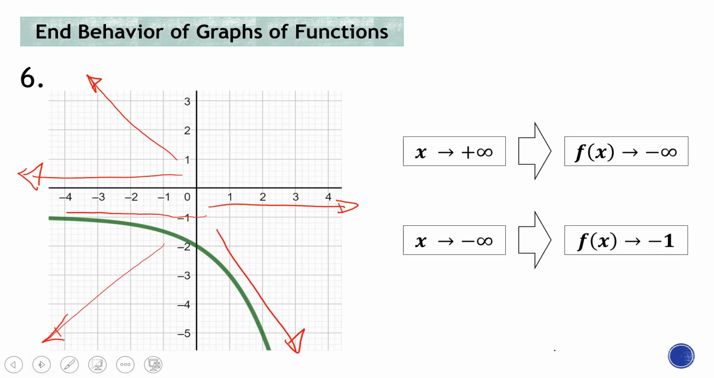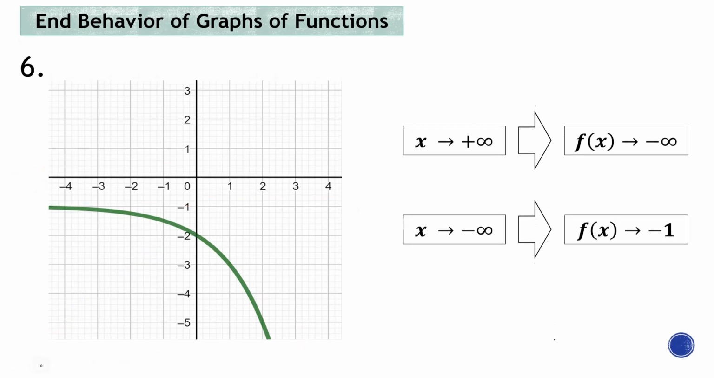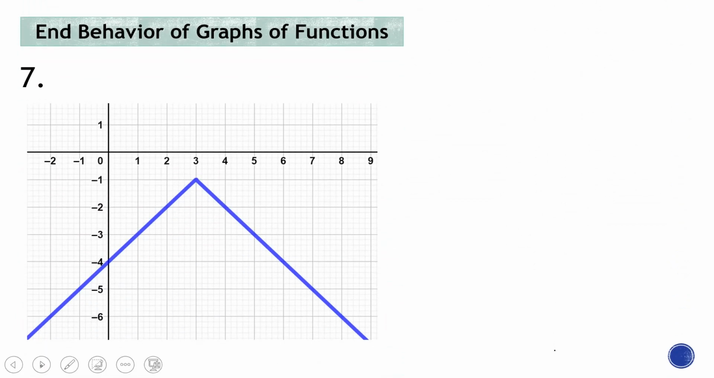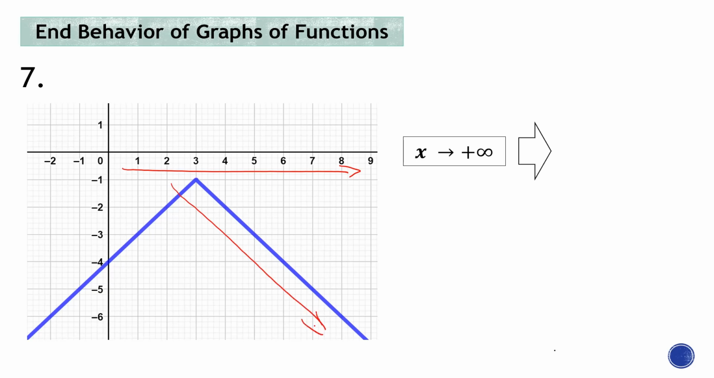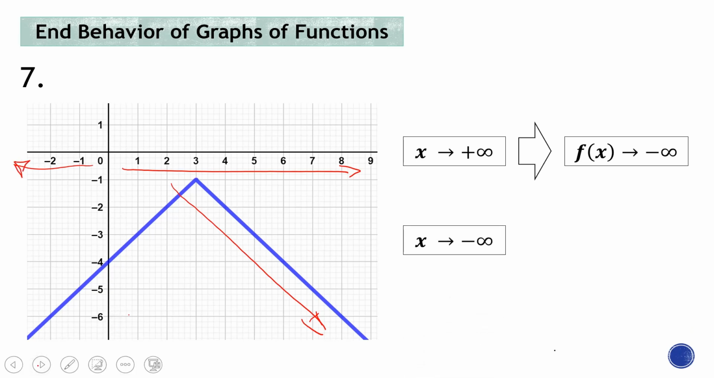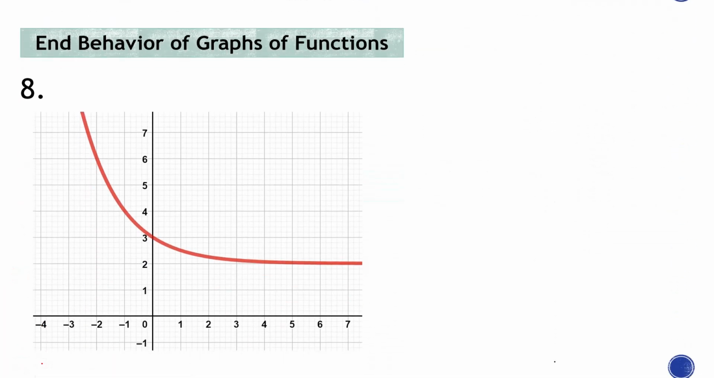Okay, next. Okay, we have an absolute value function here. So as x is approaching positive infinity, where is the right side of the graph going? That's right, it's going this direction. That's negative infinity. Next, the left side of the graph, where is that going? So as x is approaching negative infinity, that left side of the graph is going towards negative infinity as well. That's right.